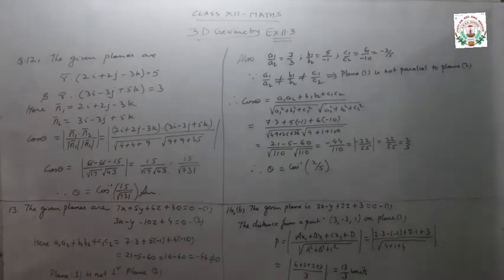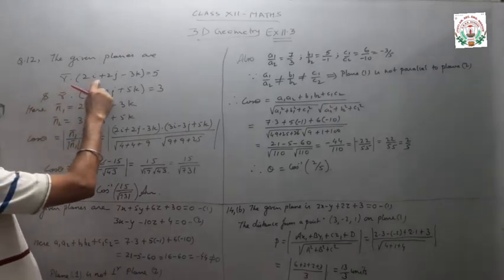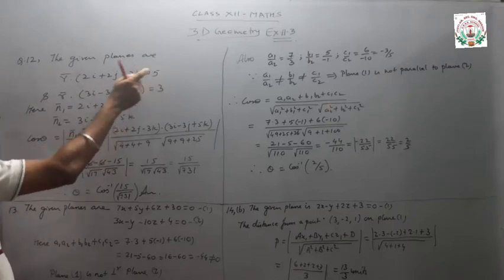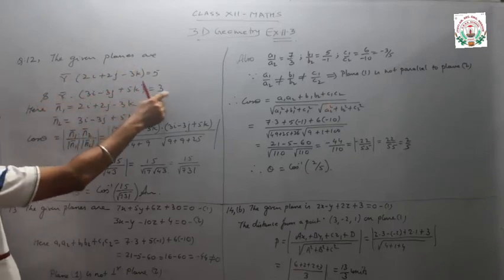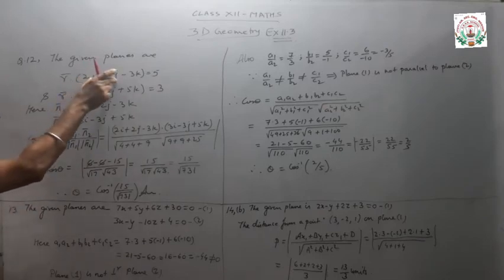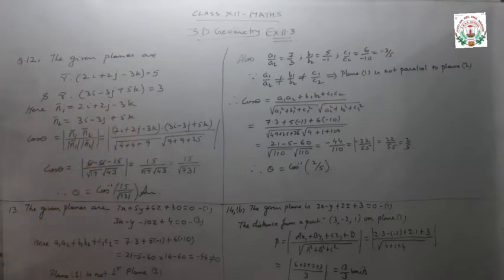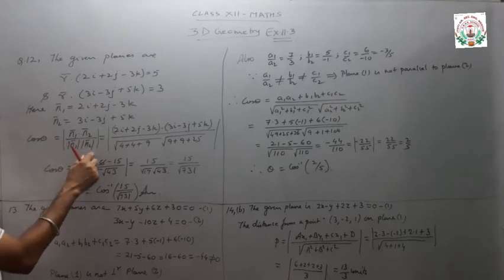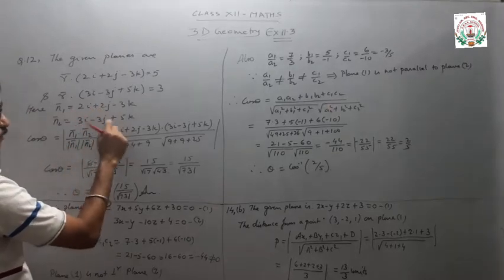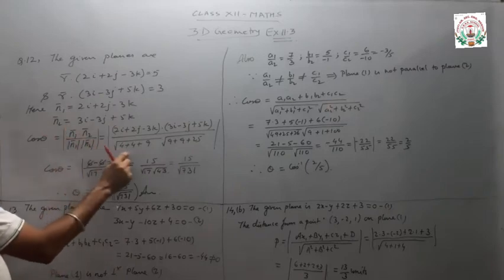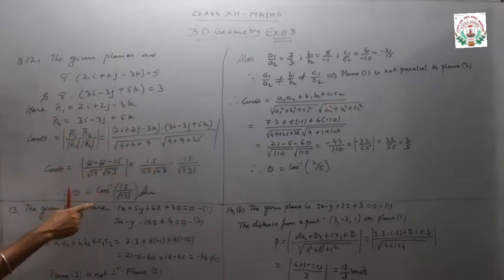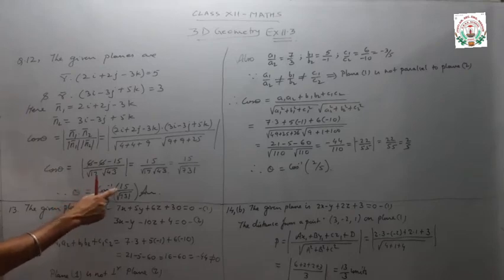As we know, the vector equation of a plane is given by r vector dot n1 equals q, r dot n2 vector equals p. So here n1 is 2i + 2j - 3k, n2 is 3i - 3j + 5k, and the angle between the two planes is given by the formula cos theta equals modulus of n1 dot n2 upon modulus of n1 modulus of n2. So we find the scalar product of n1 and n2 and the modulus of n1 and n2. We simplify and at last we get the angle cos inverse 15 upon under root 731.